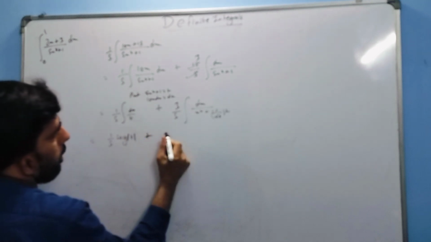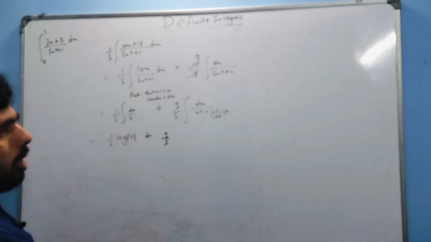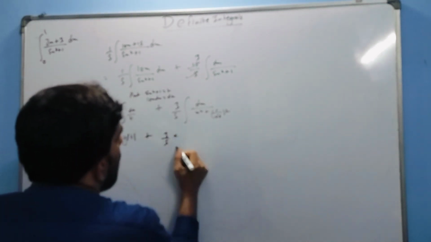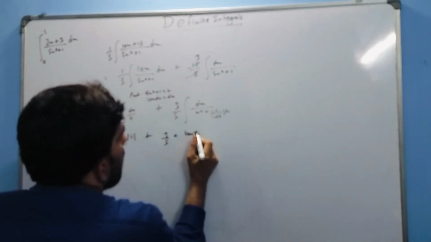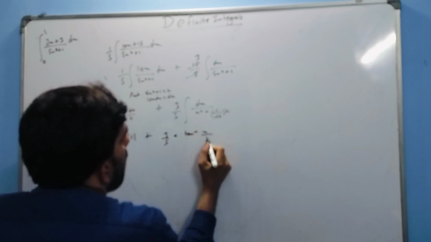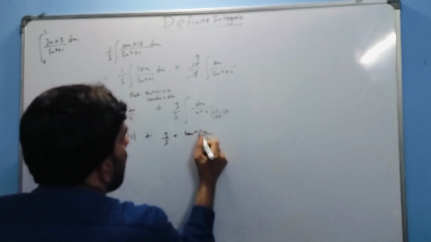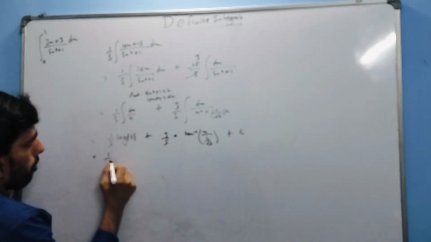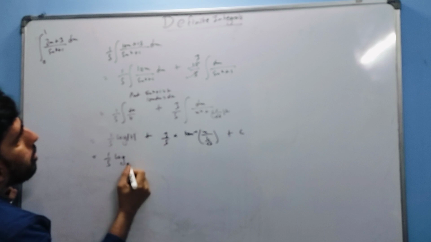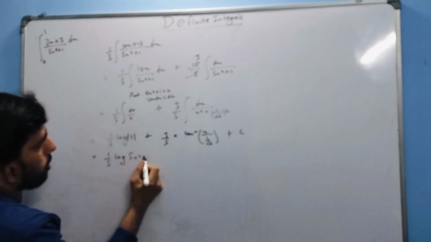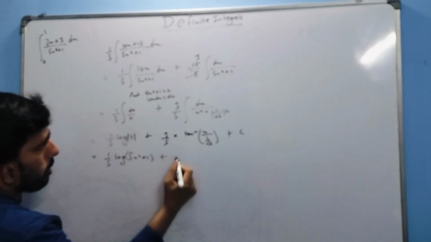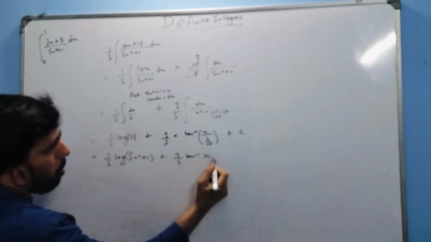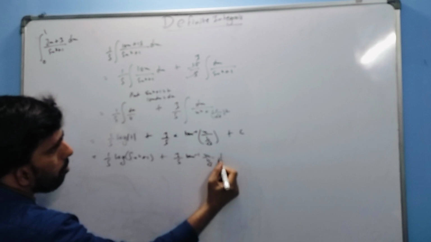Plus here I will apply the formula for dx upon x² + a², that is tan inverse x upon a, plus c. Here I got 1 upon 5 log of t, where I have taken t as 5x² + 1, plus 3 upon 5 tan inverse x upon 1 upon root 5, plus c.